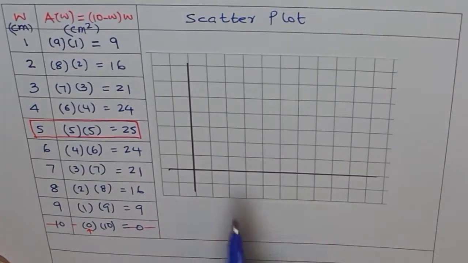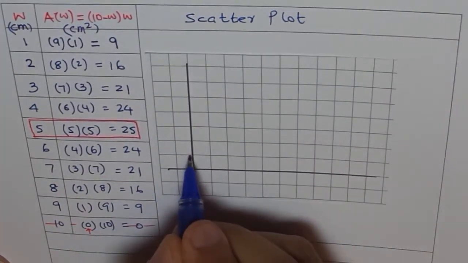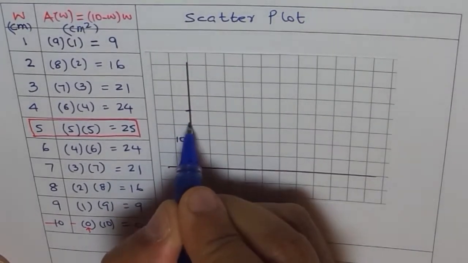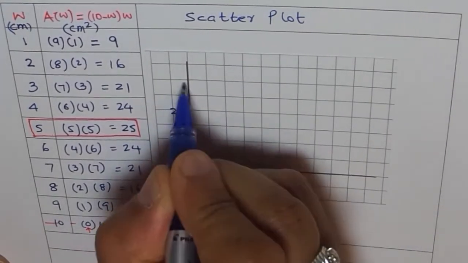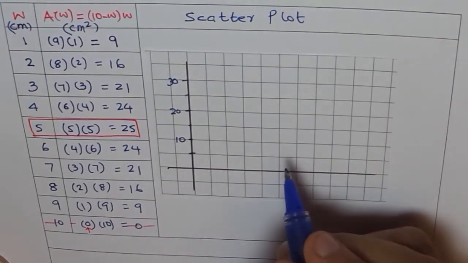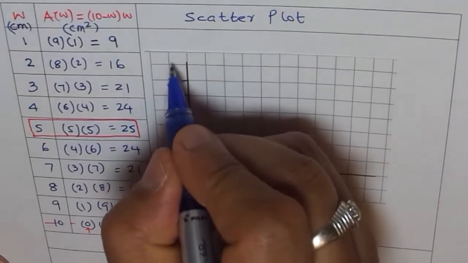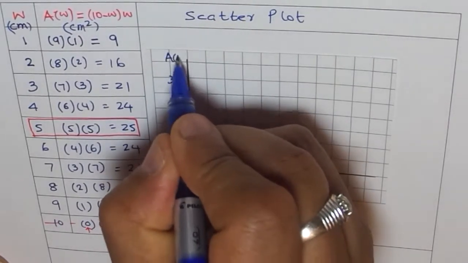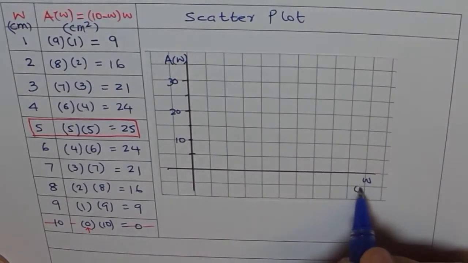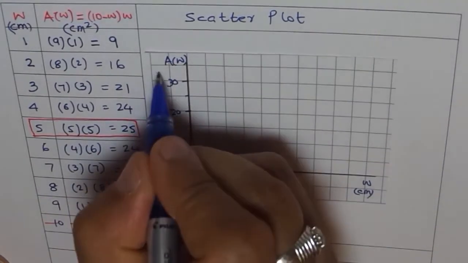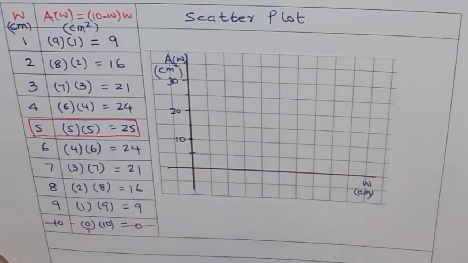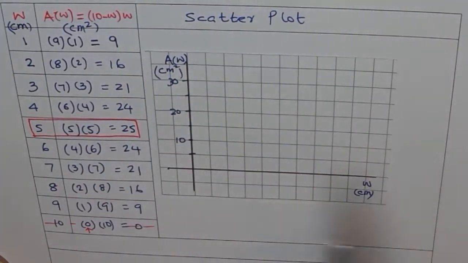Okay, so here we have a graph. Let's say this is 5, this is 10, this is 20, and it's 25, and this is 30, correct? On this side, let's have area as a function of W, and on this side we can have width in centimeter, and W in centimeter square, correct? Let's plot our points.